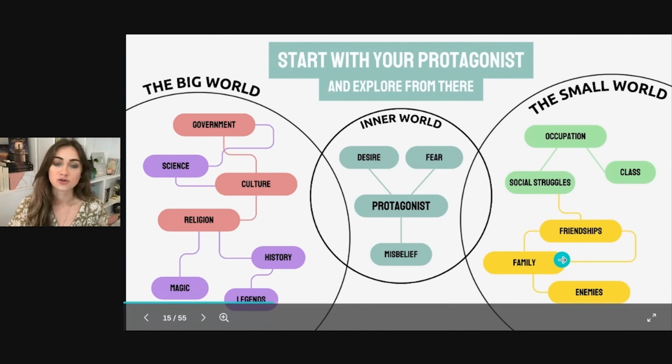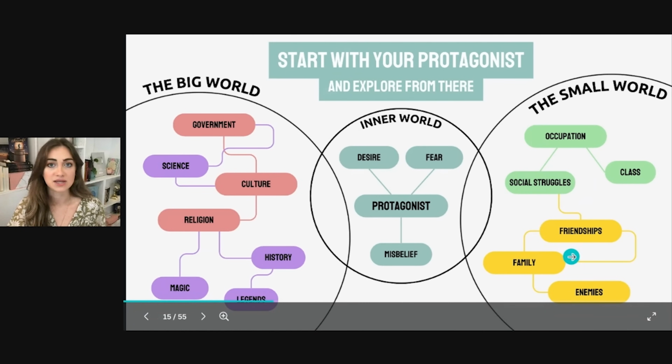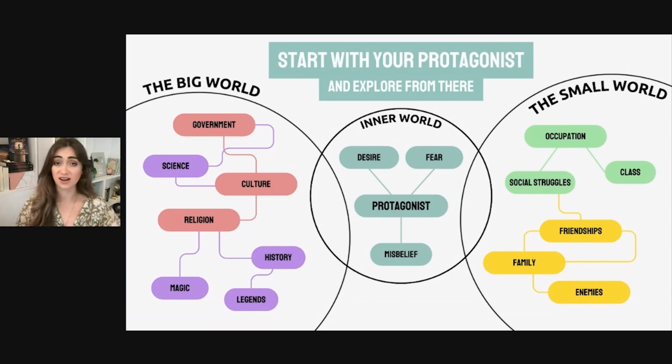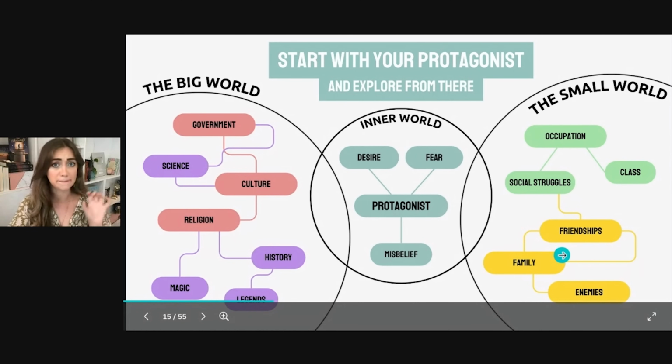Okay, then we have characters. We have friendships, family, enemies. You can extend from there. You could go into love interests, sidekicks, mentors, whatever the case may be. But these are just some basic bubbles to get you started with this mind map.